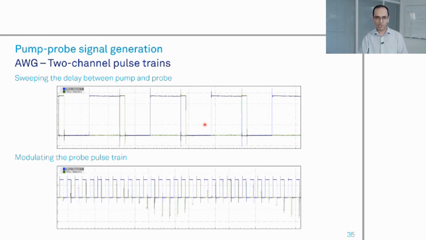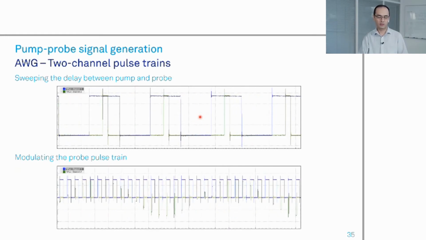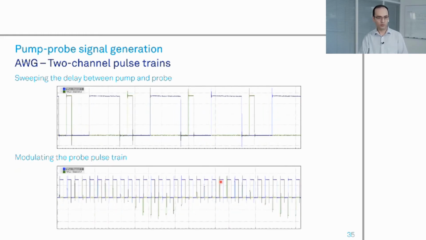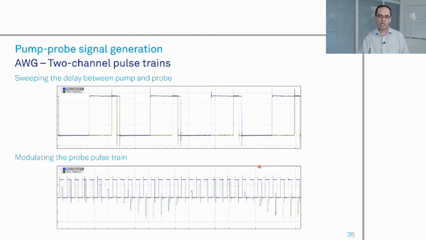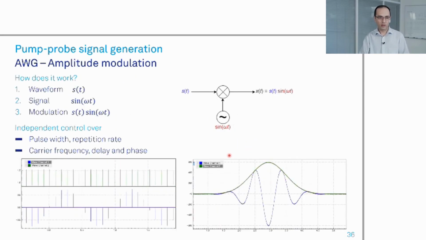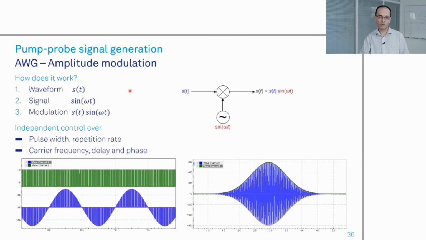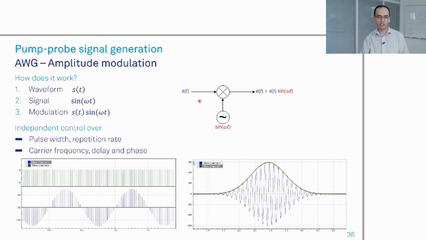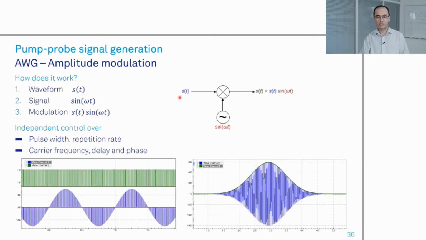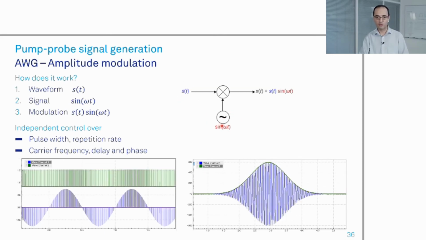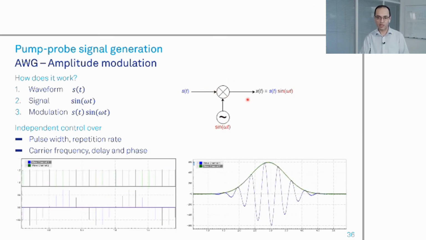If you zoom out of this signal, you will see that there is also a modulation on top of the probe to enable lock-in detection. Let's have a quick look at this amplitude modulation. The point here is that you generate a waveform, and then you also generate some sine signals, and you multiply these two together to have an amplitude modulation.